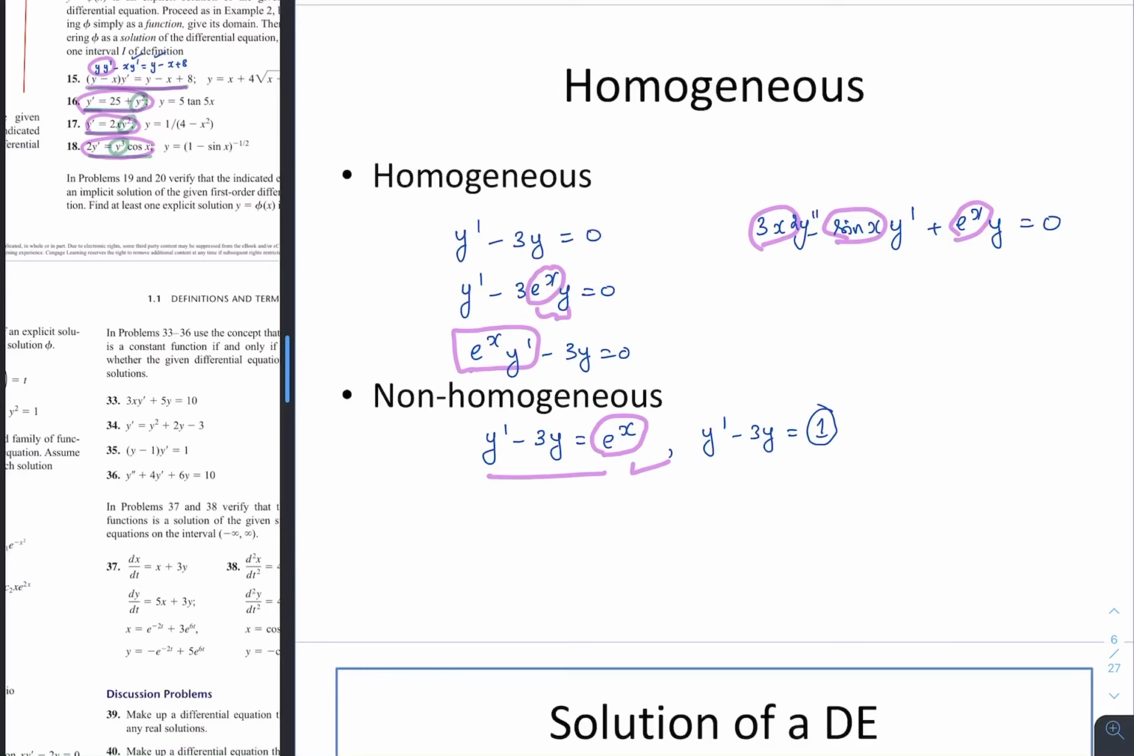But a non-homogeneous version of this would be something like this: 3x squared y double prime minus sine x y prime plus e to the x y is equal to, let's just say, x. And now you have a standalone function. So this is non-homogeneous. If I add another one, that's still non-homogeneous. I can add cosine x. That's again non-homogeneous. So that is the difference between homogeneous and non-homogeneous differential equations.